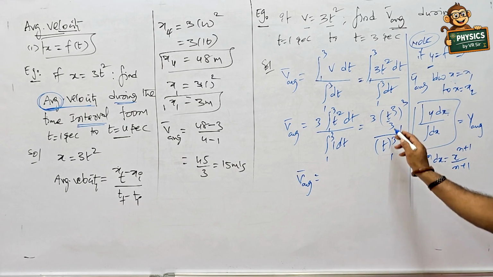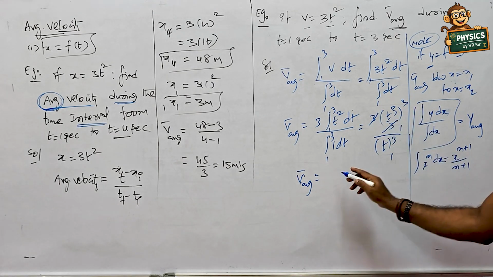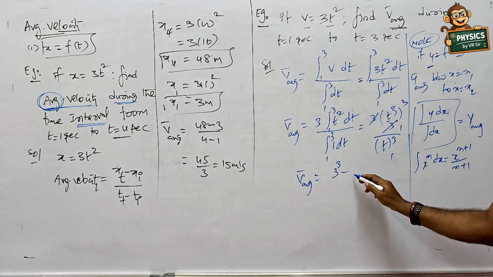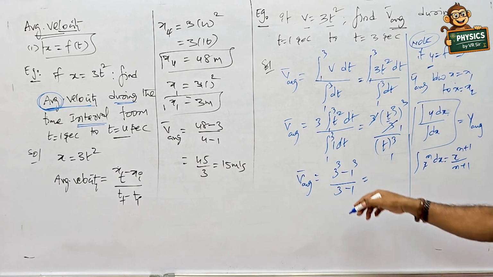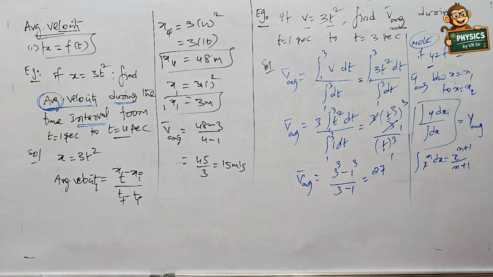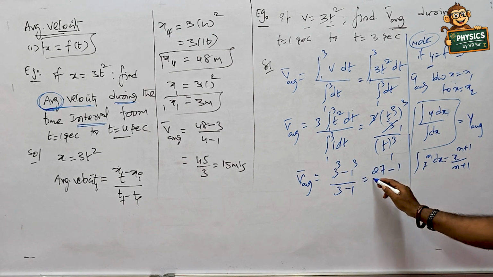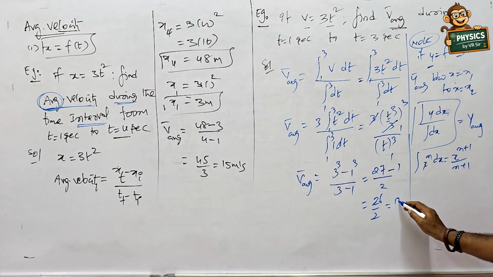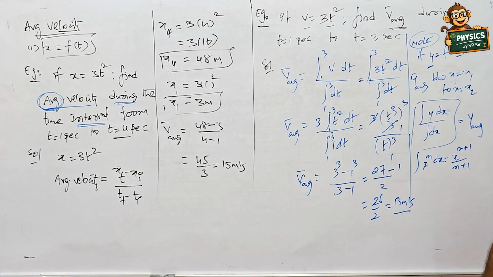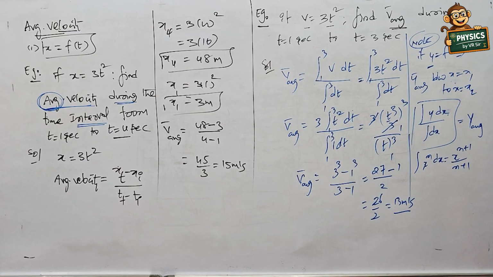Then V average is nothing but, 3 getting cancelled, substitute the upper limit 3 cube minus lower limit 1 cube, upon upper limit 3 minus 1. So how much is that? 27, 3 3s are 9, 9 3s are 27, minus 1, upon 2. So 26 by 2 is nothing but 13 meters per second. So this is the average velocity in the case of velocity as a function of time.